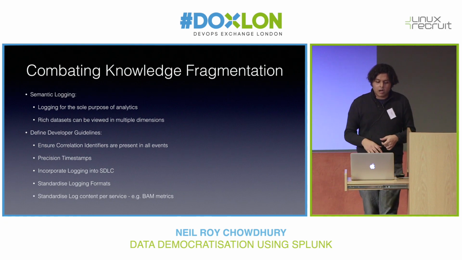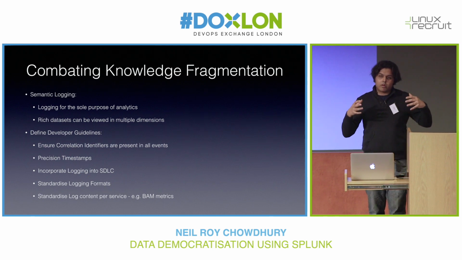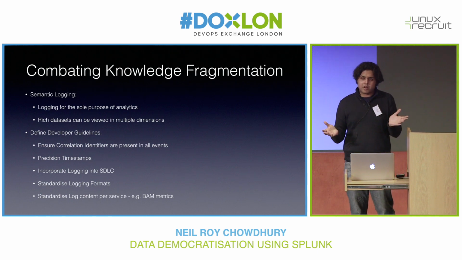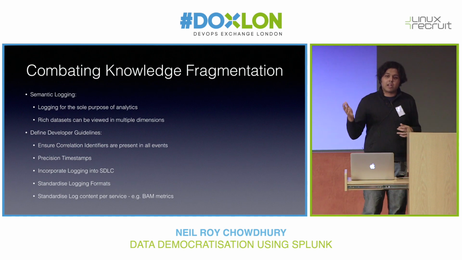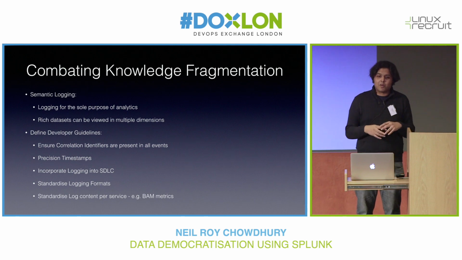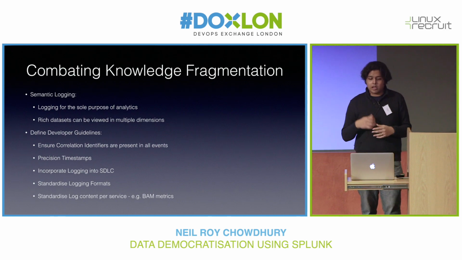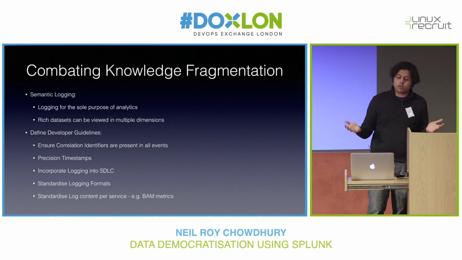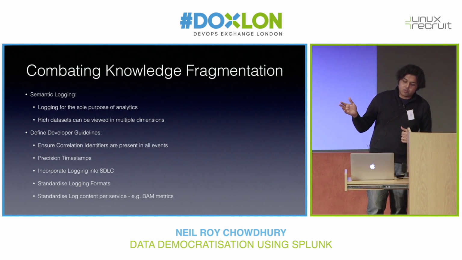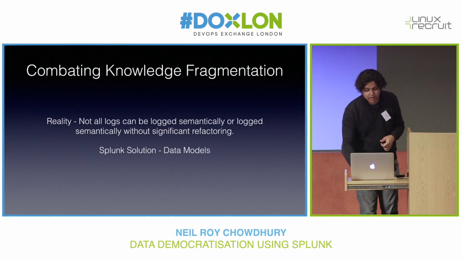And then when you're federating and setting these guidelines with your developers, it's important, especially in a microservices architecture, to ensure that you have correlation identifiers in your data so you can retrieve a trace of whatever happened all the time. And it goes without saying, you want to have high precision timestamps to order your data correctly. Then, like I said, you want to incorporate that into your software development cycle and standardize your log formats. It's all standard stuff, right?